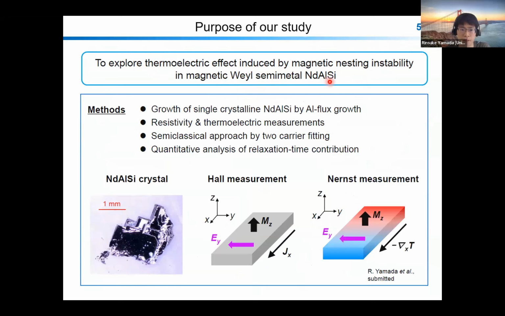So here is the method. We synthesized a single crystalline sample of neodymium aluminum silicide and then measured the resistivity and the thermoelectric properties. Then we adopted a semi-classical approach, using a two-carrier fitting to the Nernst effect, and quantitatively analyzed the relaxation time contribution.